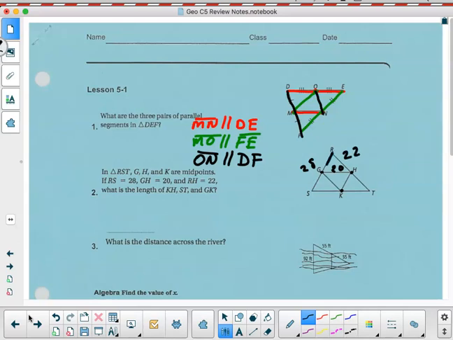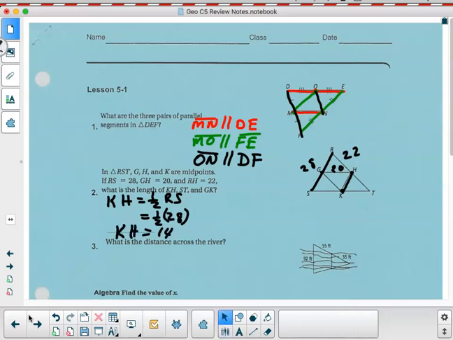Since I know RS is 28, it is opposite its mid-segment, which is HK. So that's half the value. But let's find out which ones we're supposed to find. KH, let's do that one first. KH is half the value of RS, and RS is 28. So half of 28 is 14. So KH is 14.